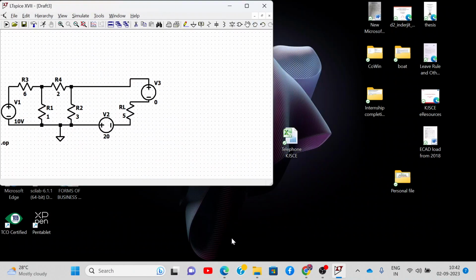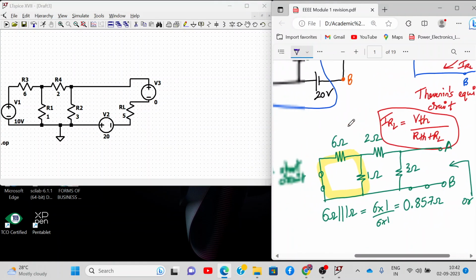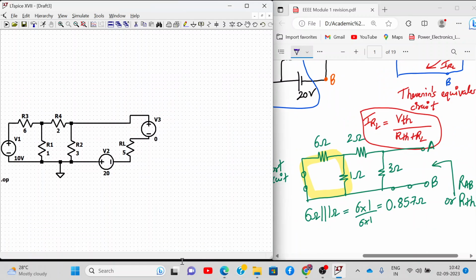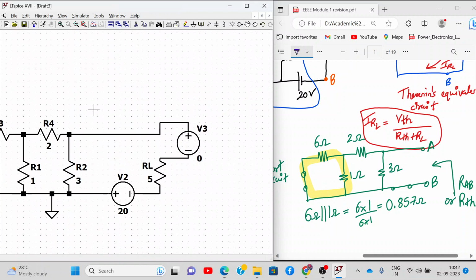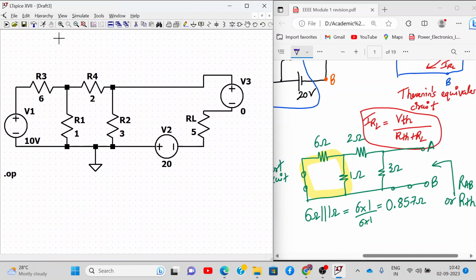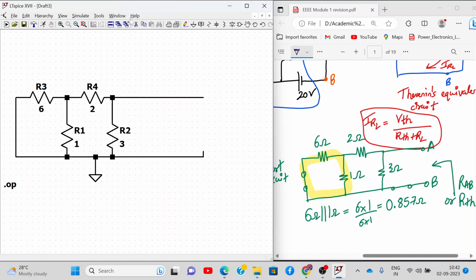Now let's apply Thevenin's theorem. Let us do what we did over here. In the first step, what did we do for calculating RTH or RAB? Let's apply it over here and see. We short circuited V1 and V2, right? And we removed RL. Yes or no? So I replace these by a short circuit. You can see the green circuit which I have drawn on the left hand side, and these points are actually A and B.